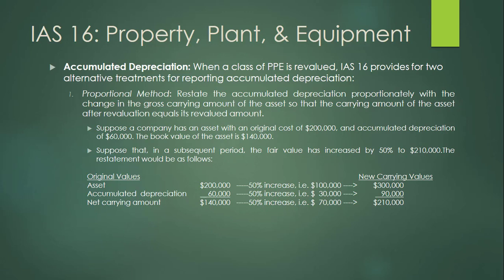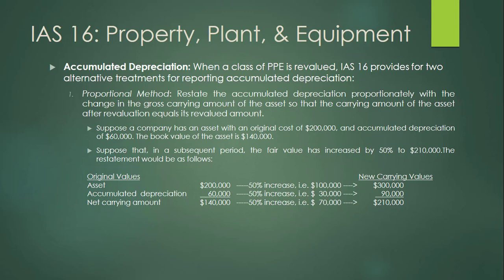To obtain the new gross carrying value of the asset after revaluation, you can take the fair value of $210,000 and divide it by that ratio of 70% to obtain a new gross carrying amount of $300,000. And then the difference between the new gross carrying amount of $300,000 and the fair value of $210,000 is the new grossed up accumulated depreciation of $90,000, which is increased proportionally along with the other carrying value amounts.